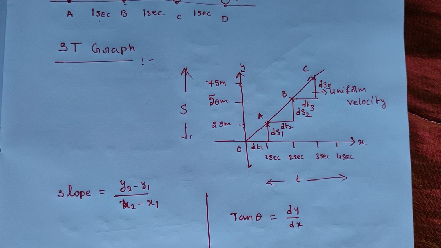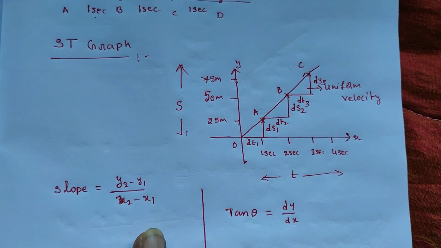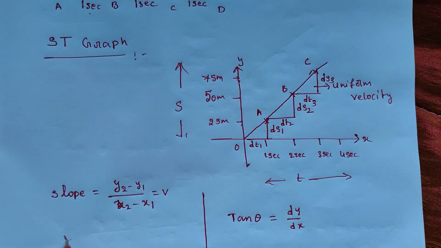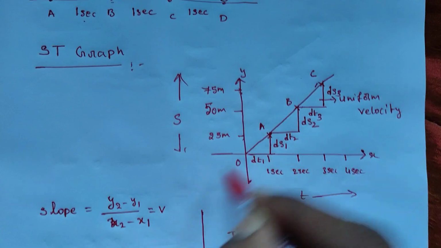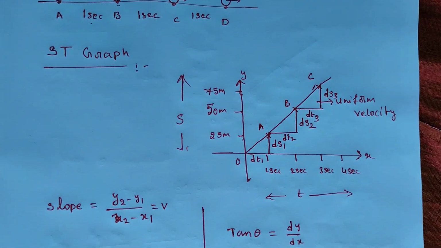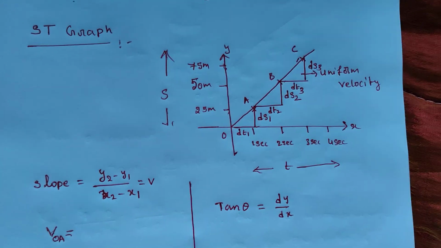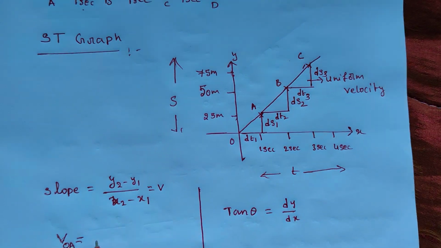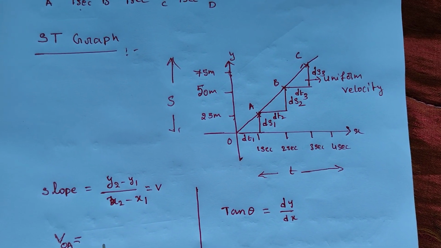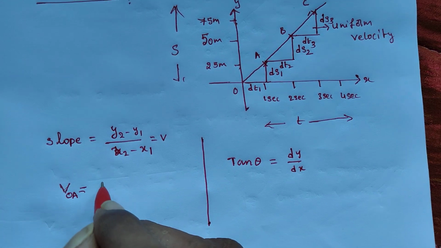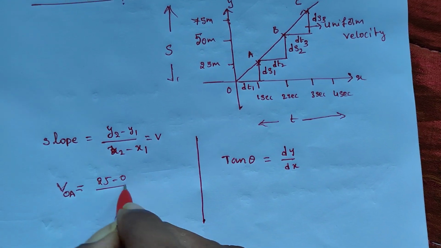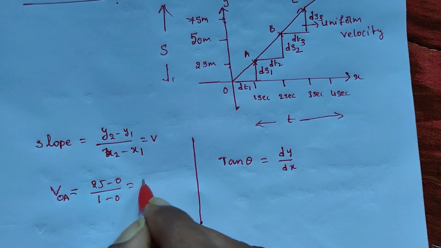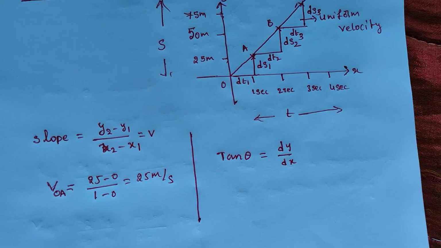Any formula we have to use: y2 minus y1 divided by x2 minus x1. So in the displacement time graph, slope represents velocity. So velocity v is equal to, we have to find out the slope of OA. Slope of OA is nothing but the velocity between O and A. Now substitute 25 minus 0 divided by 1 minus 0, that is equal to 25 meter per second.